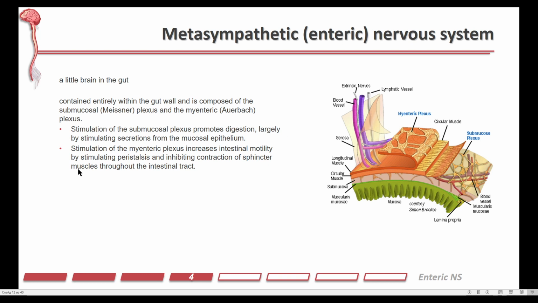And what are the functions? You have the submucous plexus, which mostly stimulates secretion from the mucosal epithelium. And as for the myenteric plexus, Auerbach's, mostly it will activate the intestinal motility by stimulating peristalsis, and it inhibits contraction of the sphincter, which means sphincters will relax so that the food can move out through the digestive tract.